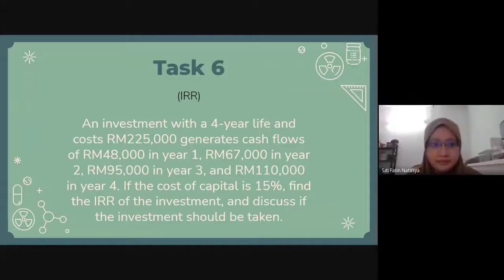Okay, for task 6 about IRR, the question given is: an investment with a 4-year life and cost 225,000 generates cash flows of 48,000 in year 1, 67,000 in year 2, 95,000 in year 3, and 110,000 in year 4. If the cost of capital is 15%, find the IRR of the investment and discuss if the investment should be taken.